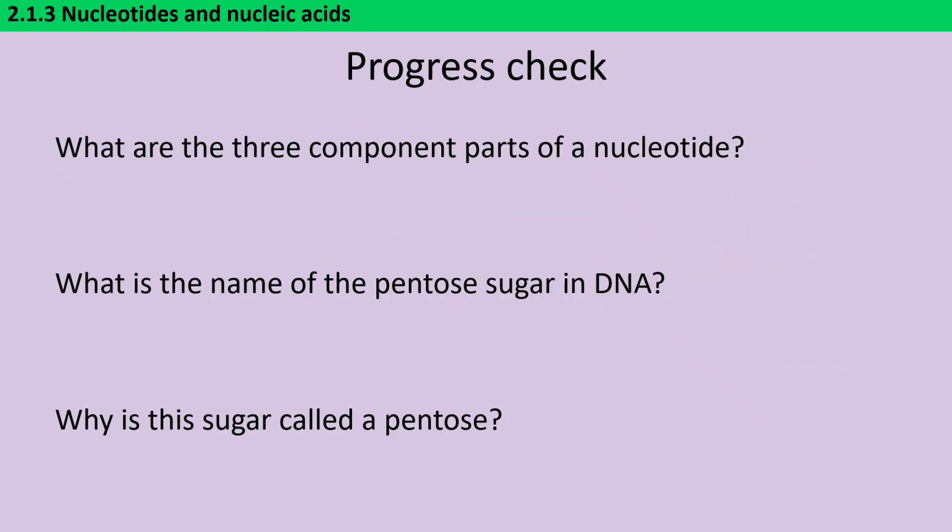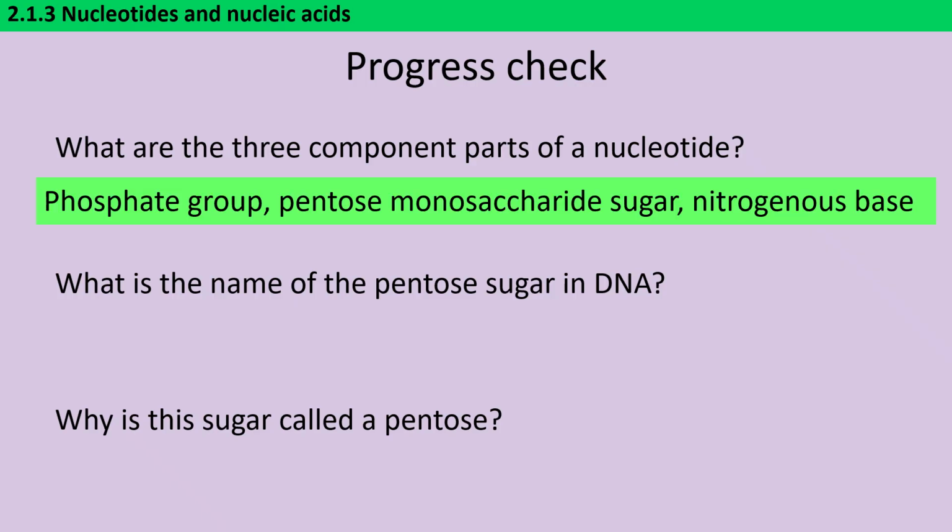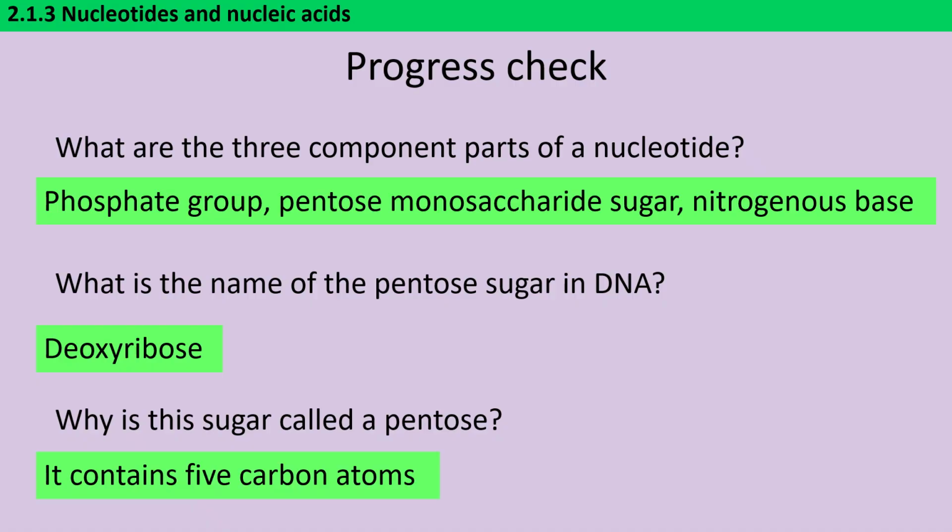Hopefully you're still with me, so quickly pause the video and write down the answers to these 3 questions. The 3 components of a nucleotide are the phosphate group, the pentose monosaccharide sugar, and a nitrogenous base. In DNA, that pentose sugar is called deoxyribose, and it's called a pentose because it contains 5 carbon atoms.